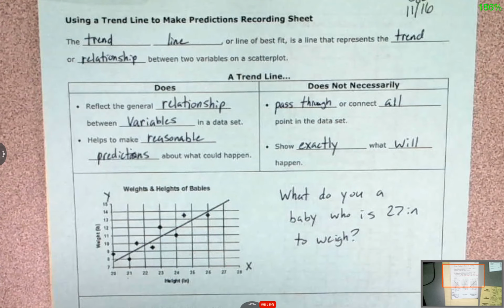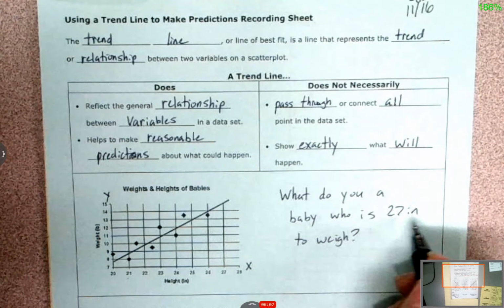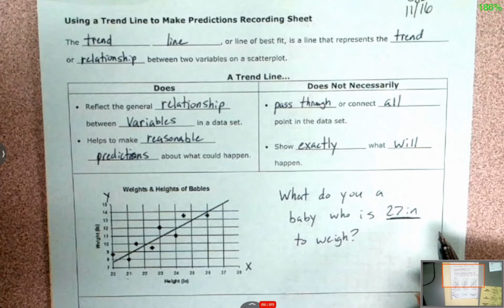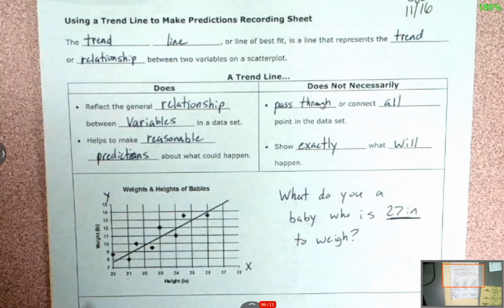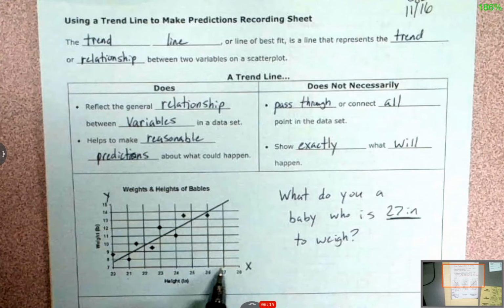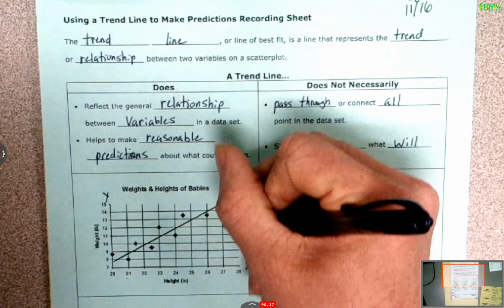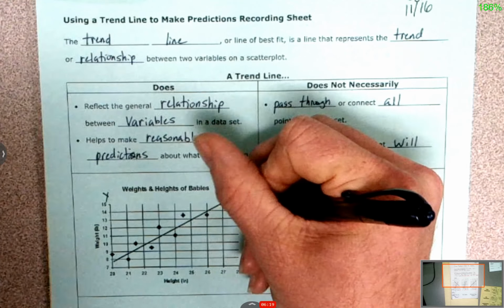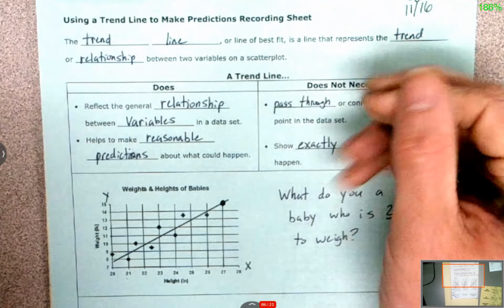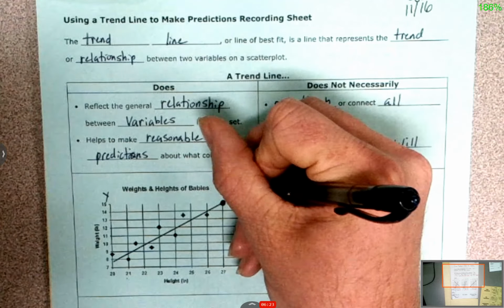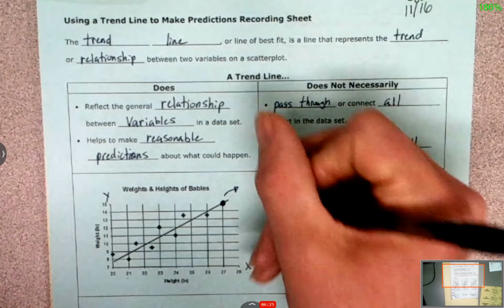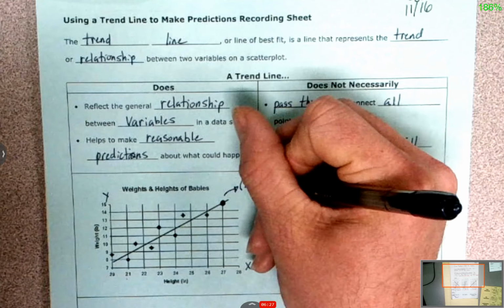So we're trying to predict what a baby who is 27 inches tall is going to weigh. So what you're going to do is go onto the graph, look for where the height is 27 inches, and go up to your trend line, and you're going to see, what can I expect a baby who is 27 inches tall to weigh based on the trend line?